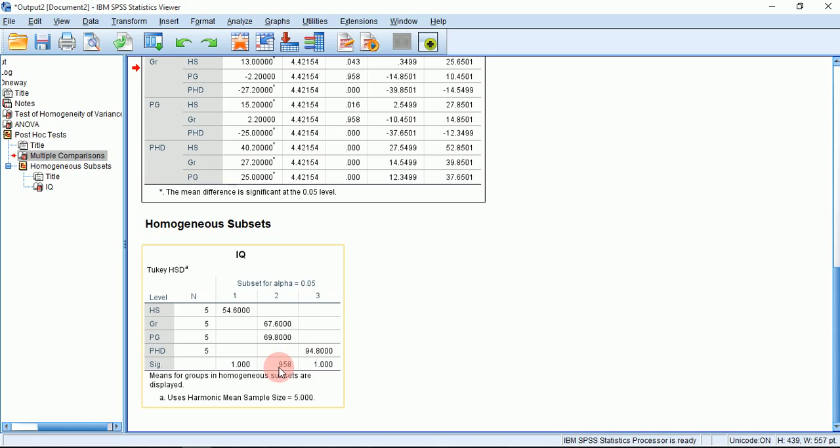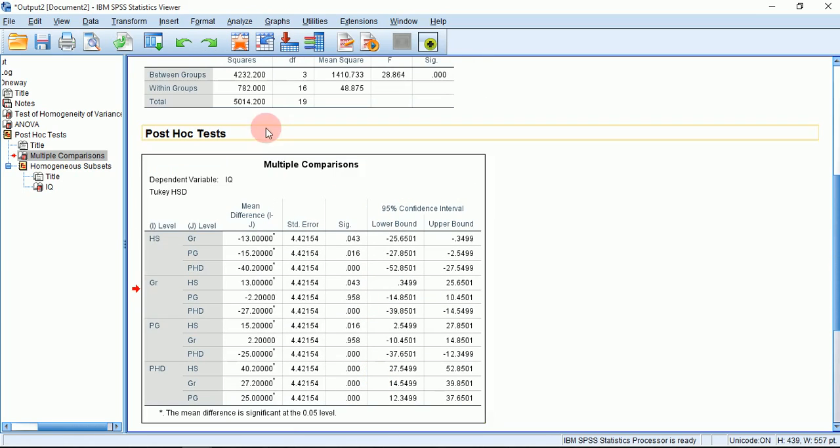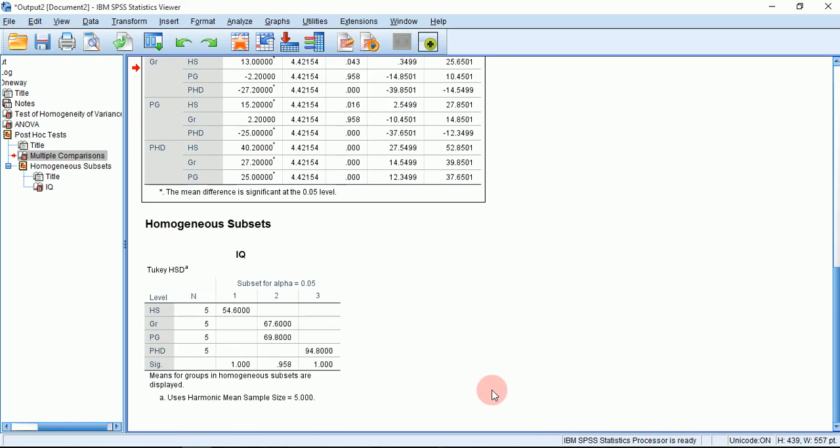Actually, we have already interpreted these results in the multiple comparison table here. So it's actually unimportant to interpret or keep in your research book when you are analyzing. However, the PhD's significance value here is presented as 1 because PhD has no paired group, I mean PhD is not homogeneous with any other groups here.